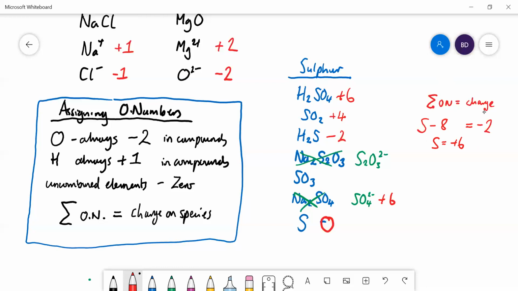Right, SO3, that's an easy one, isn't it? You probably do that one in your head. After a bit, just do these in your head, but start off doing them this way. Right, the charge on the species SO3 is 0. Sulfur, we don't know. 3 oxygens, so that's minus 6. So S is equal to plus 6. Plus 6 is the oxidation number of sulfur there.